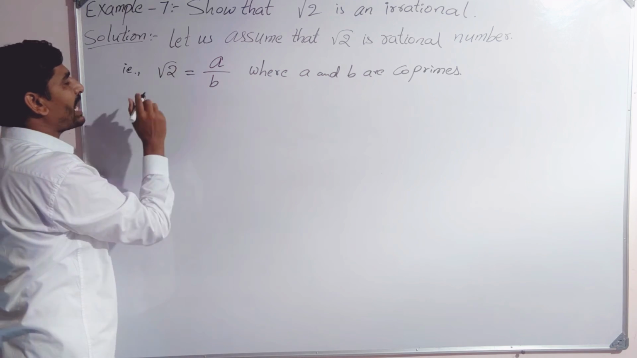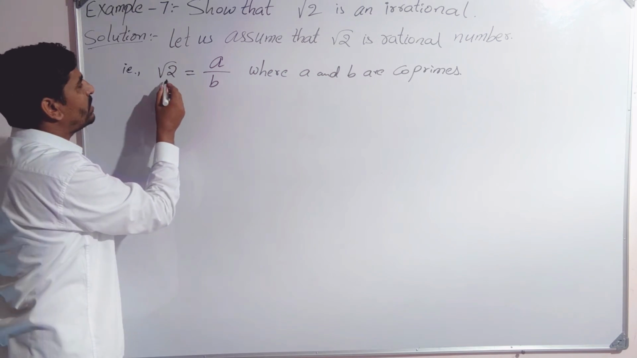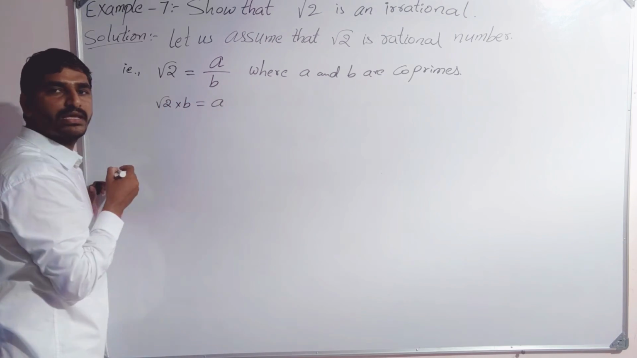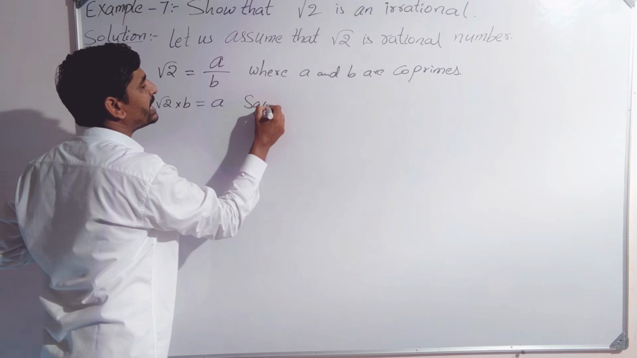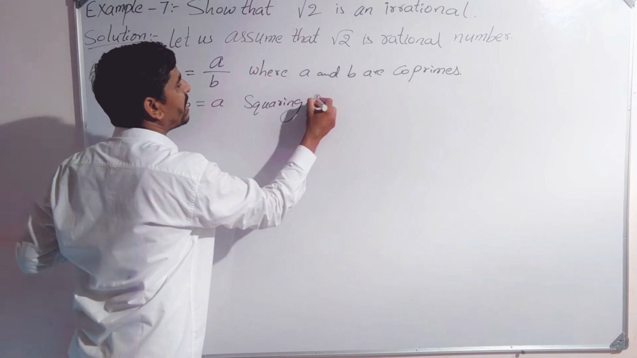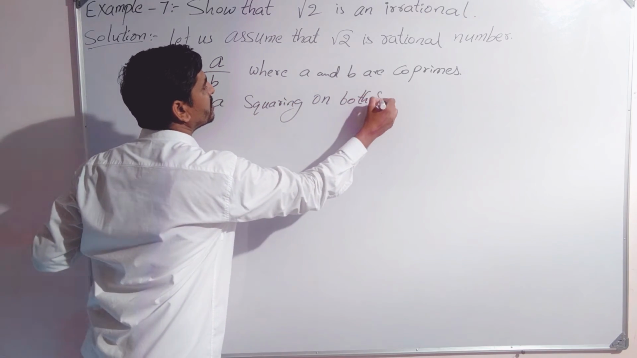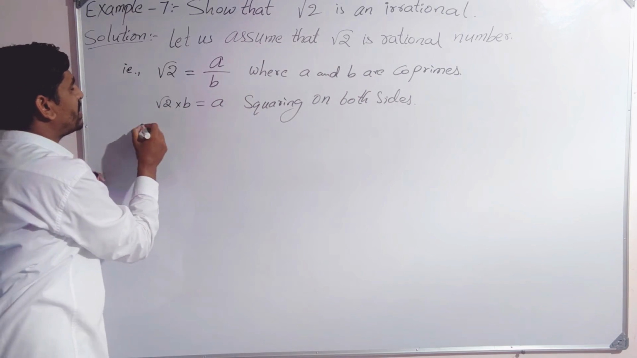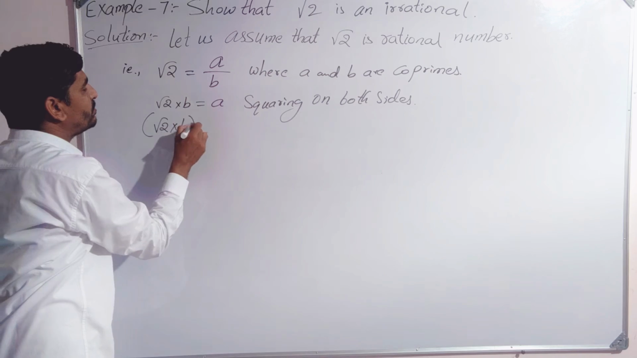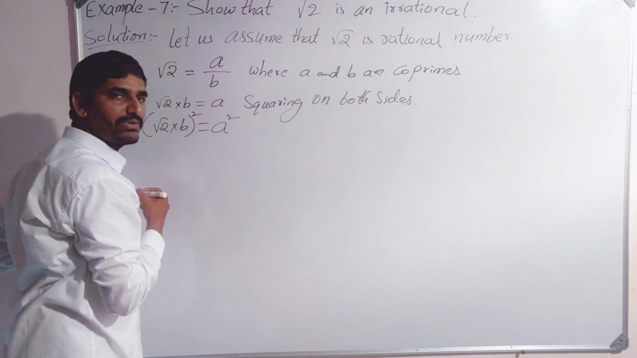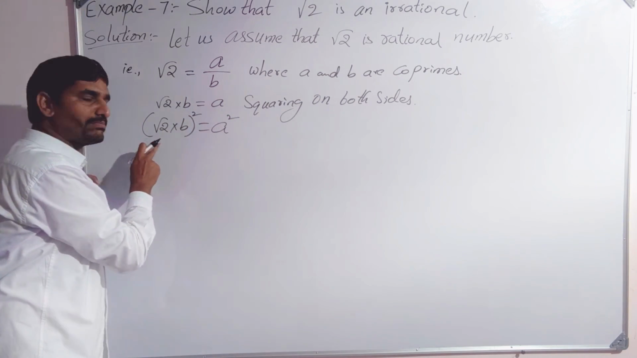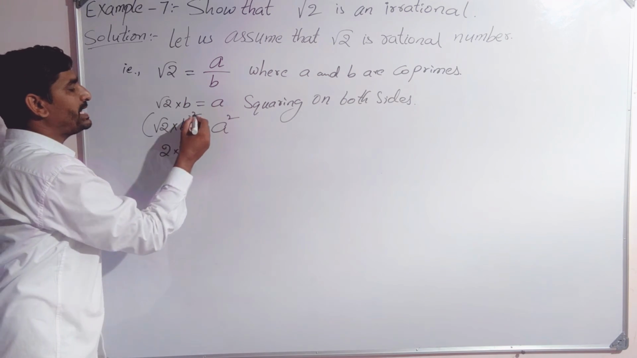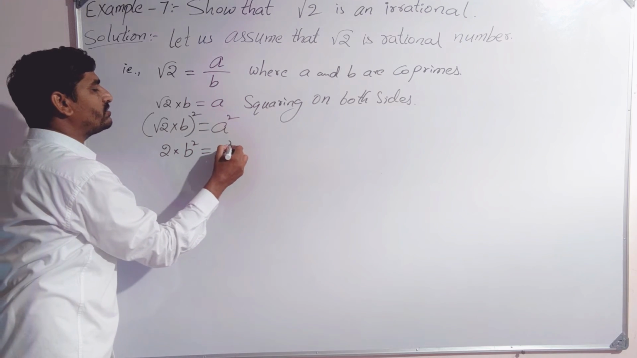Now, cross multiply: root 2 into b equals a. Now, squaring on both sides. Then what happens? Root 2 into b, whole square, equals a square. The square is applied to both numbers: root 2 whole square becomes 2, and b square becomes b square. That gives 2 b square equals a square.